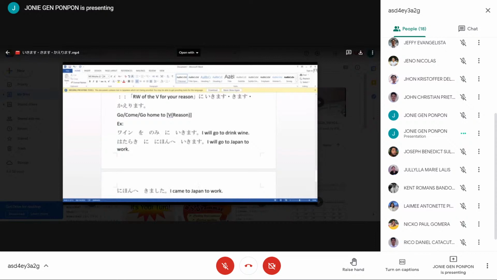And then to work, the reason. So again, hatarakimasu is the verb. The root word for that is hataraki. And just add the particle ni. Hataraki ni Nihon e kimashita. I came to Japan to work. Okay? So that's how you create sentences using directional verbs with a reason why you go, you come, you go home. Okay?